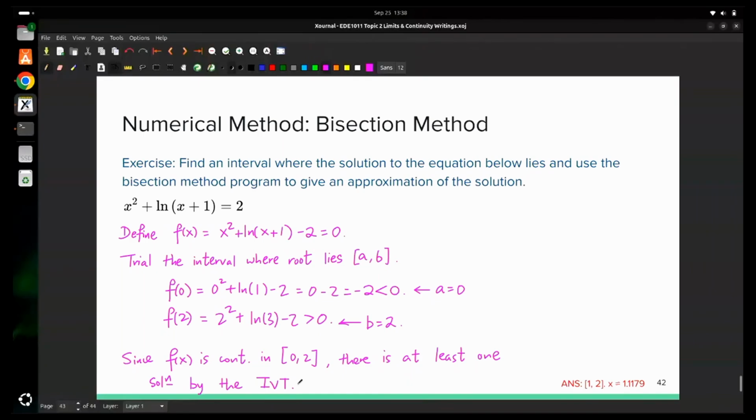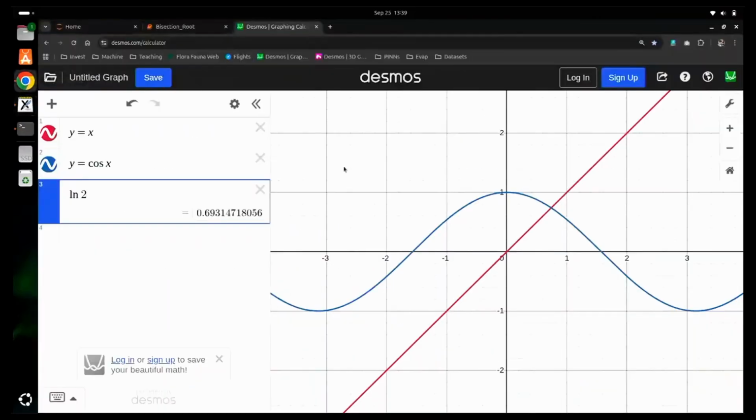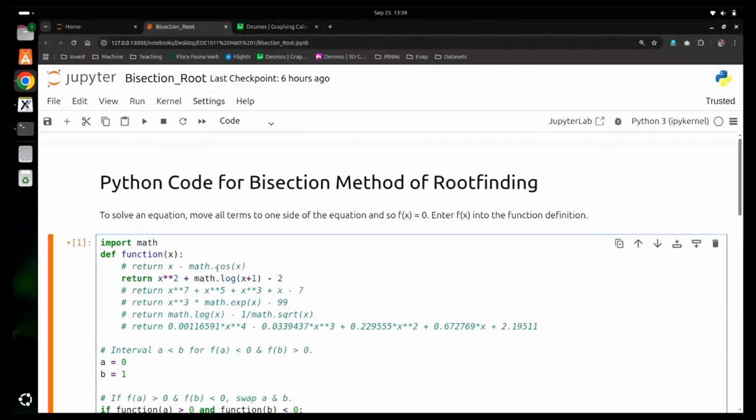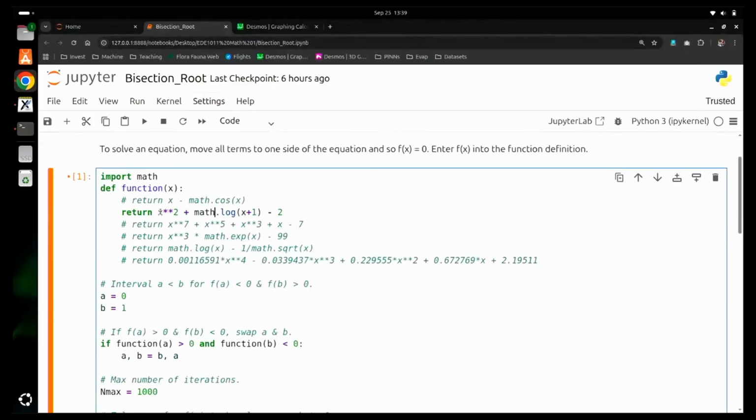Okay, so once this is done, what we need to do is just enter this formula into the program, as well as adjust the A and B interval values to make sure that you are straddling the roots. So it will be this one, the second one, can you see? Return x star star 2, that represents x squared, then ln x plus 1, then minus 2. Then remember to update the interval, which is from 0 to 2.